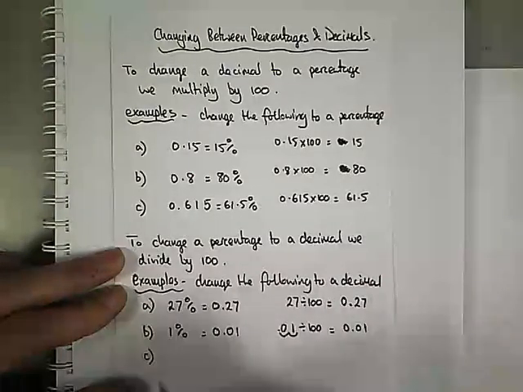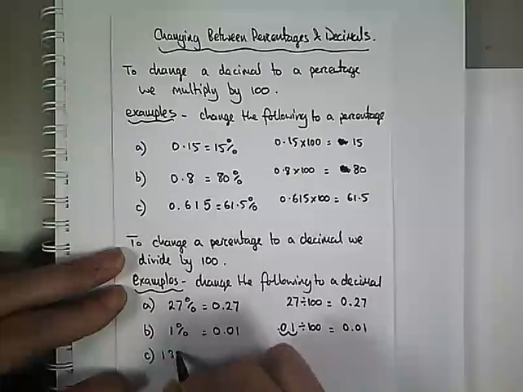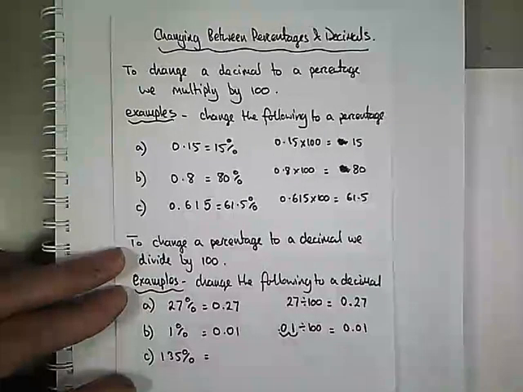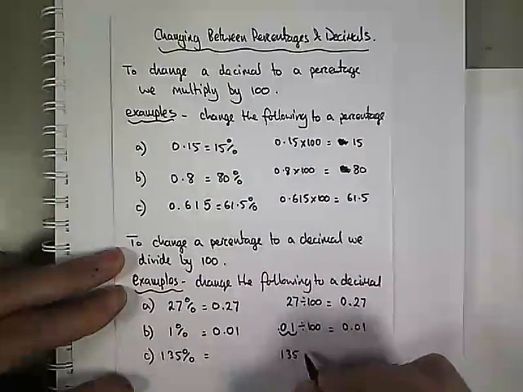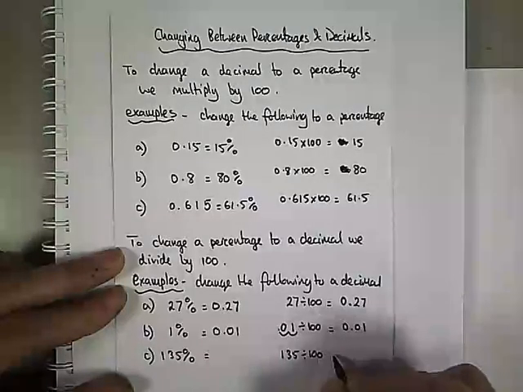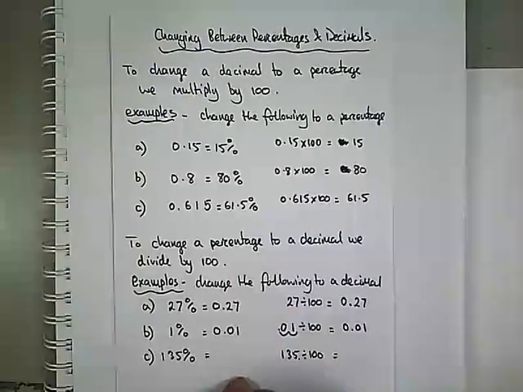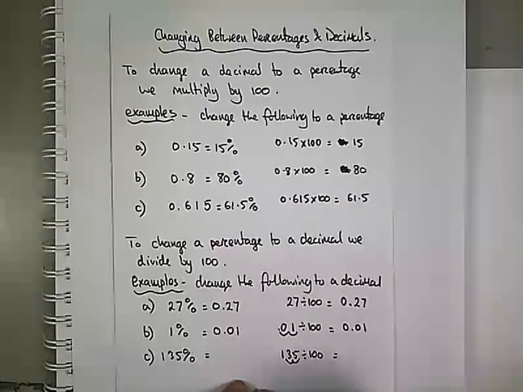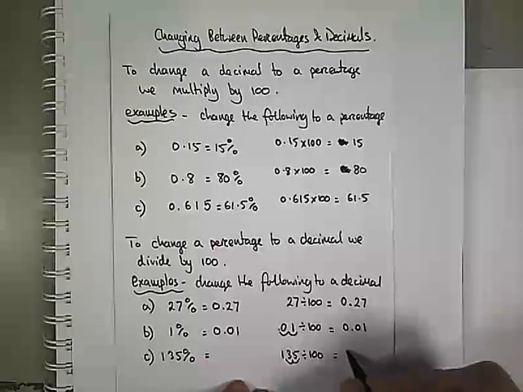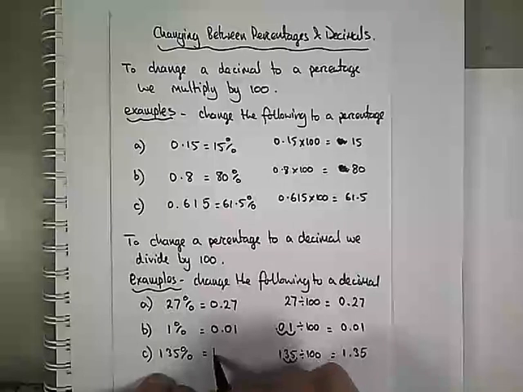Right, third question. Let's say 135%. I want to know what that is as a decimal. So we do 135 and we divide it by 100. Right, imagine where the decimal point is right now. It's after the 5. So I need to move it back 2 places, once, twice. So the decimal point now is in between the 1 and the 3, 1.35. So 135% can be written as 1.35.